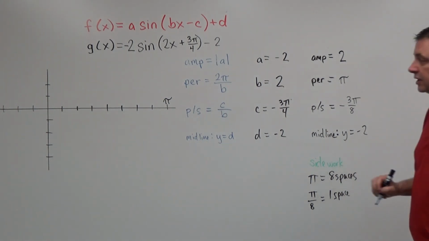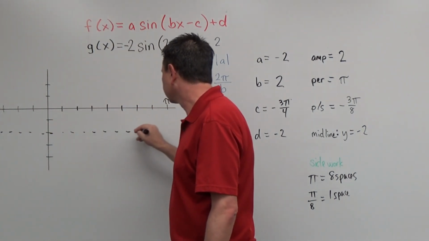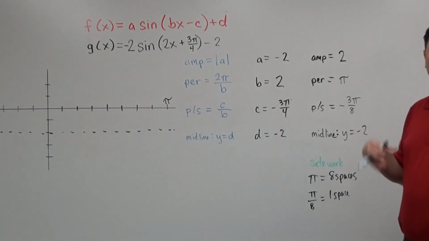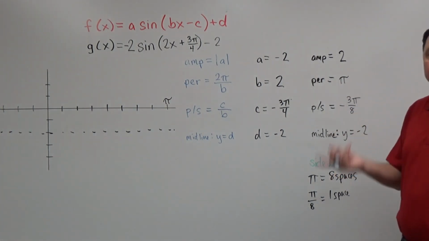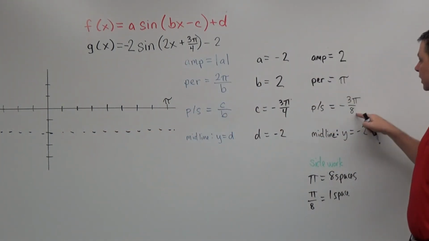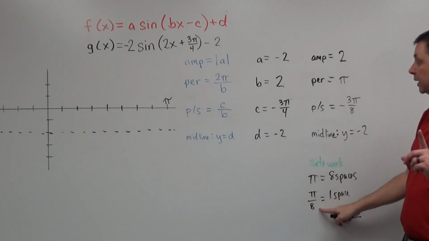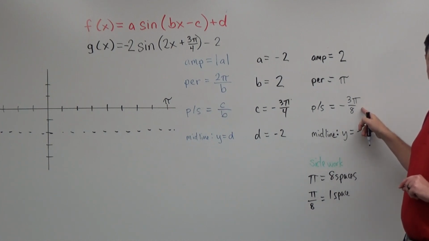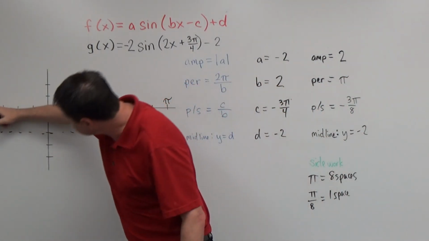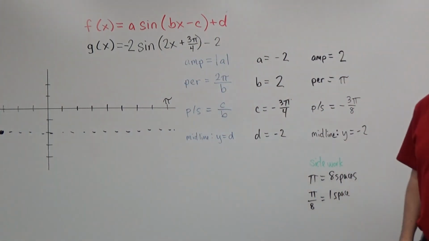Our midline is y equals negative 2. So I'm going to mark that. Then we're going to go ahead and get that first key point, which is on the midline, usually at 0, but we do have a phase shift of negative 3 pi over 8, so we're going to go left 3 pi over 8. Now 1 pi over 8 is 1 space, so that makes sense that 3 pi over 8 would be 3 spaces going to the left. So 1, 2, 3. There it is for our first point.